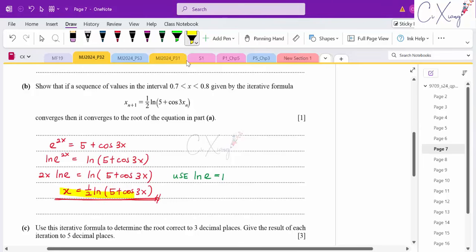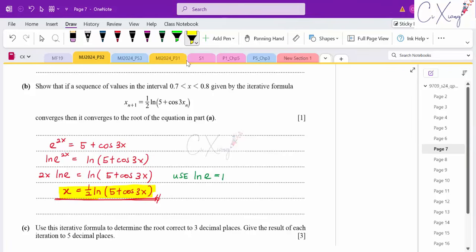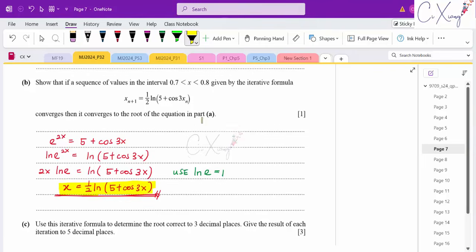Right, so basically this is how we prove. I'm proving from the original equation to the iterative formula. You can also do it the other way around, where you start from the iterative formula and go back to the original equation. Okay, let's continue to part C.